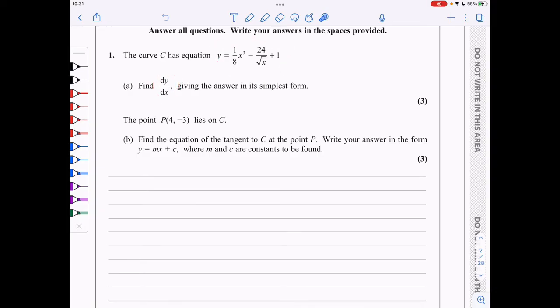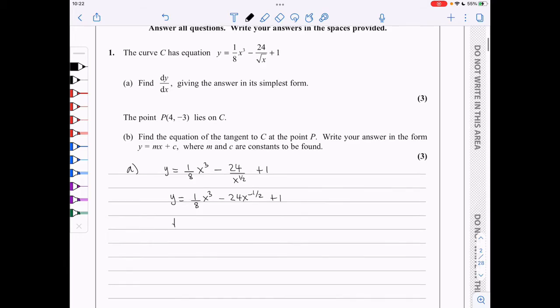Before we actually proceed, we will have to write the y in a form that can be differentiated. So it's 1 over 8 x cubed minus 24 over x to the half plus 1. So y is an 8th x cubed minus 24x to the minus a half plus 1.